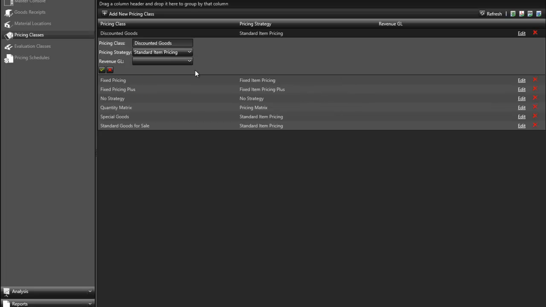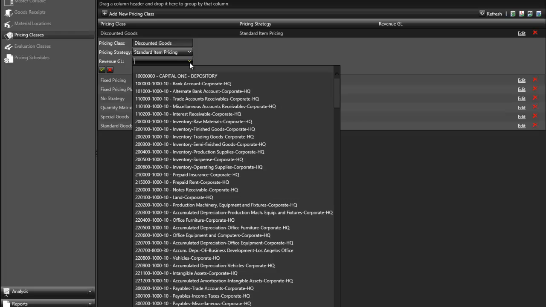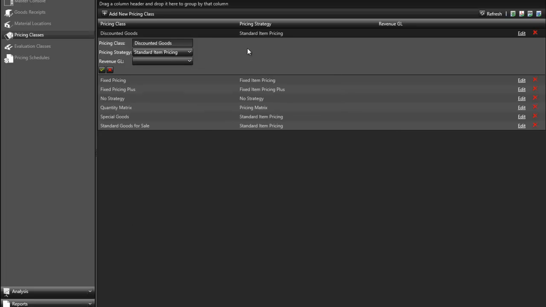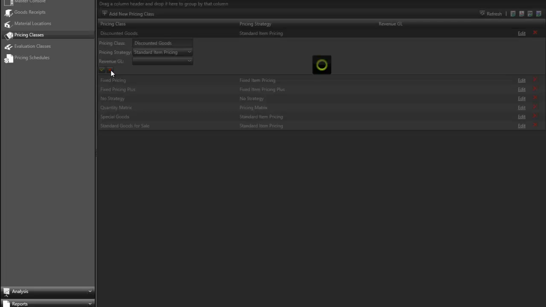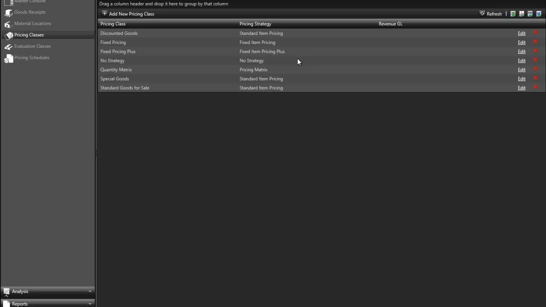I can also have a revenue account associated at that level with this particular class, which would be one way that the revenue account, as I'm entering orders or invoices perhaps, would automatically populate and recommend a certain revenue account. So this gives you a little bit of information about how you may want to configure pricing classes within the system.